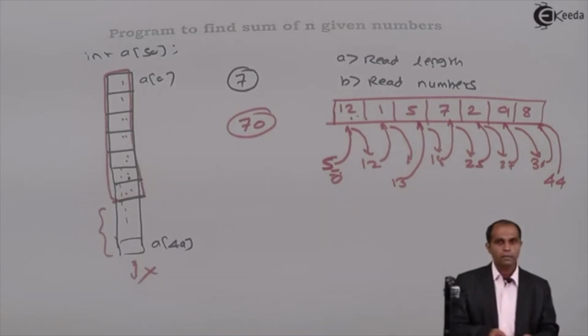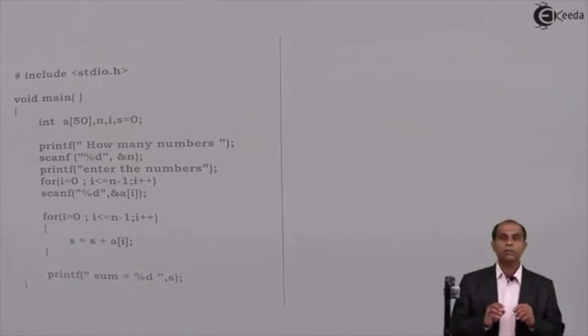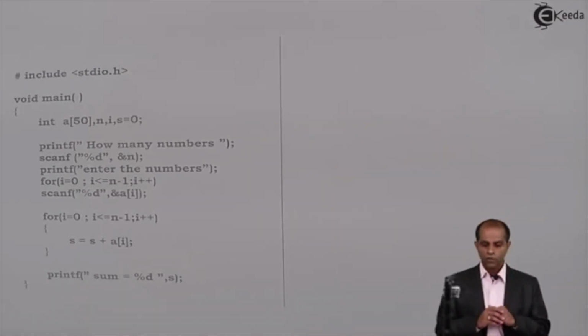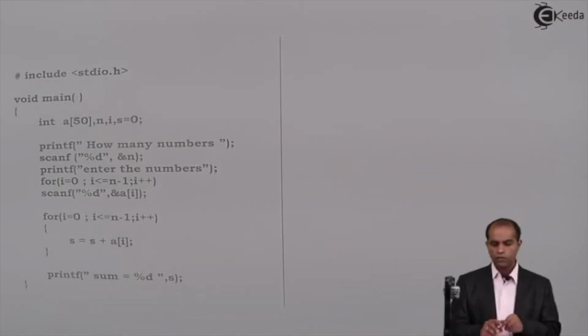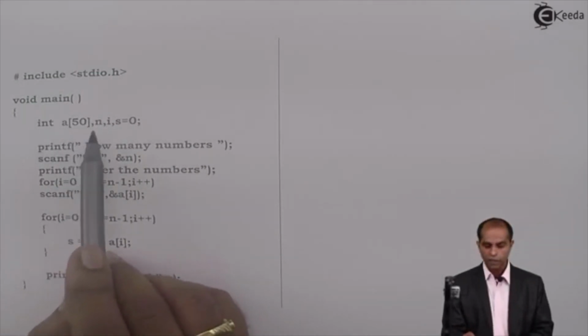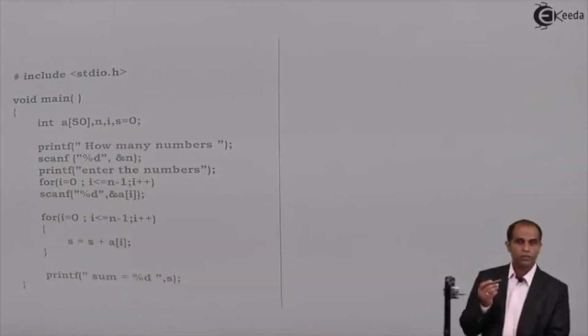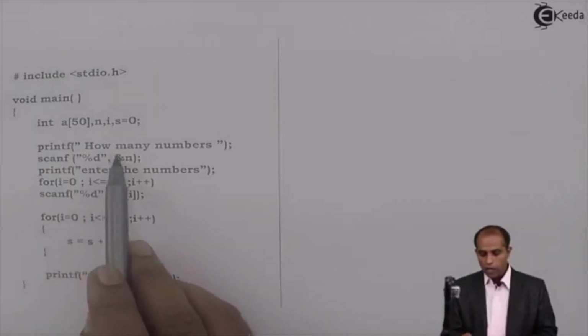Let me show you the program of this particular task. So I have this particular program, a sample code written for you with the basic declaration of arrays. So as usual, first include the header files for our operation. Int a of 50, n, i, s, where a of 50 is an array, n is the length, i is an index variable, and s equal to 0 is for sum operations. Right? Okay.